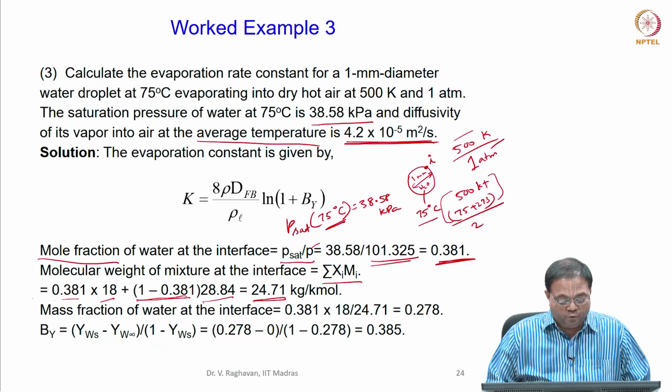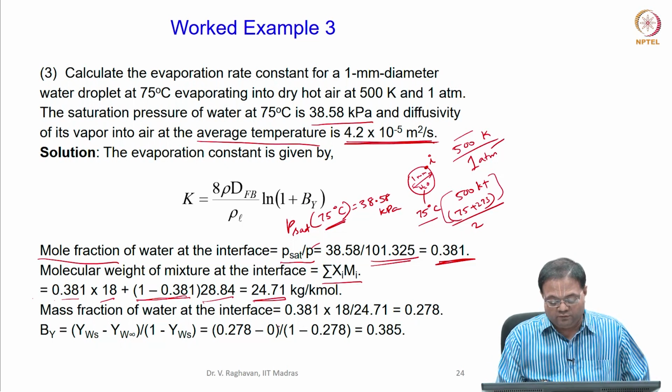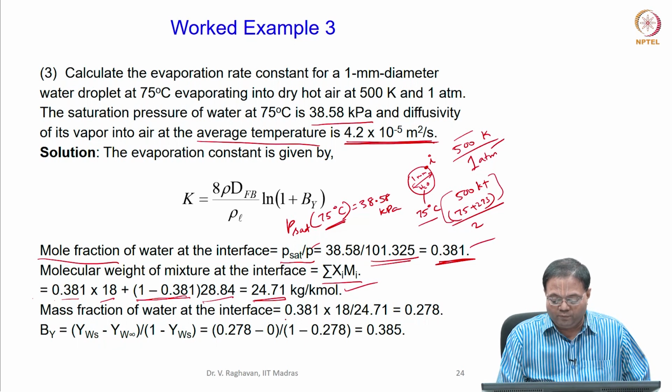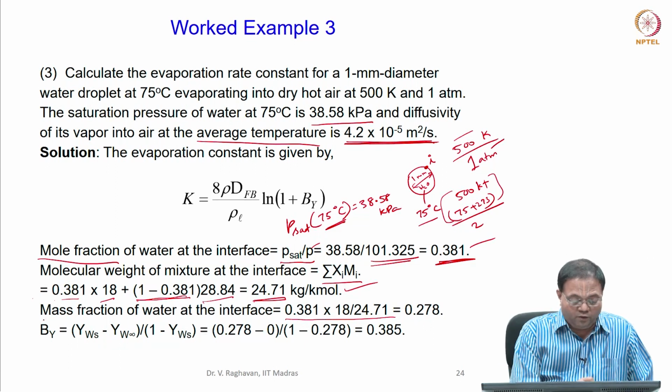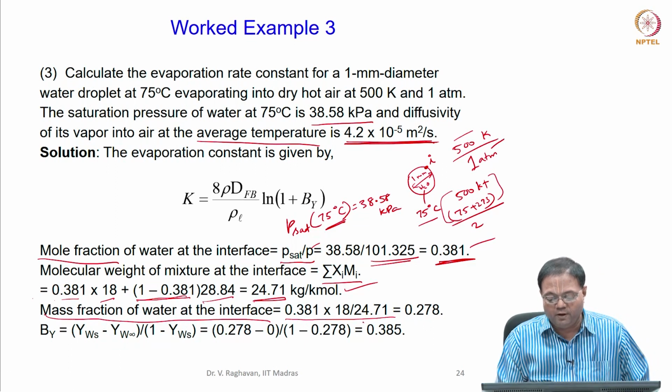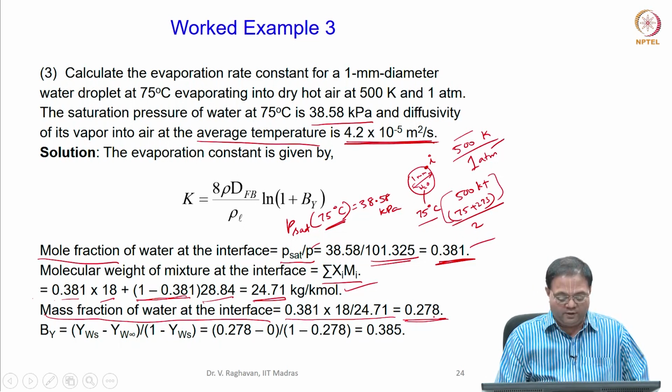So, now the mass fraction of the water at the interface is calculated. The molecular weight of the mixture is known and the mole fraction is known. From that you can calculate the mass fraction of the water at the interface, that is 0.381 into 18 divided by the molecular weight of the mixture, 24.71, which is 0.278.